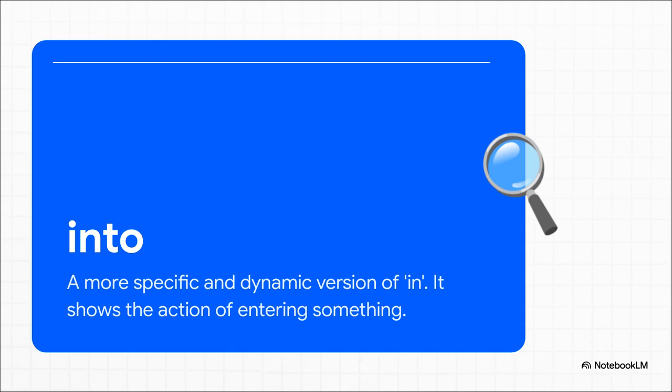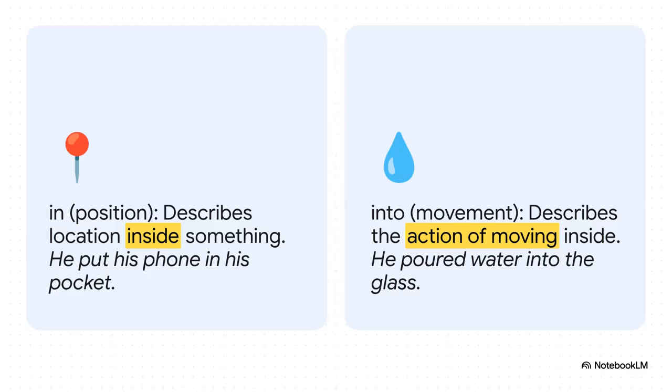So what's into all about? Well, think of it as the action word. It's dynamic. It's all about the movement from the outside to the inside. So here's the most important point. In usually describes a static position, where something already is. My phone is in my pocket. But into describes the action of entering. He poured water into the glass. See that movement? That's your signal to use into.